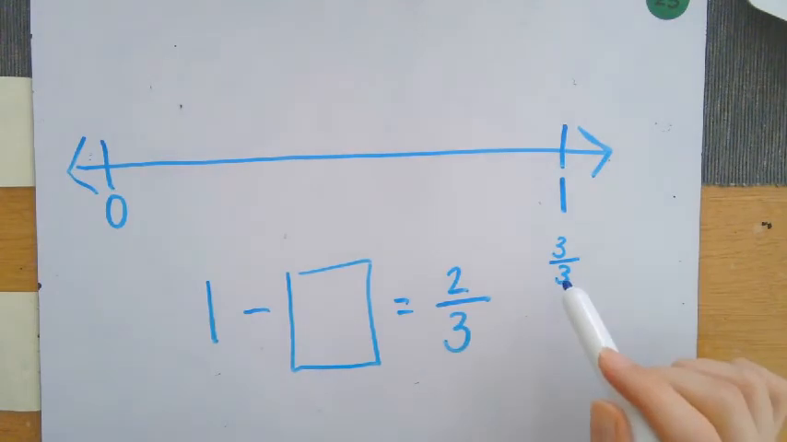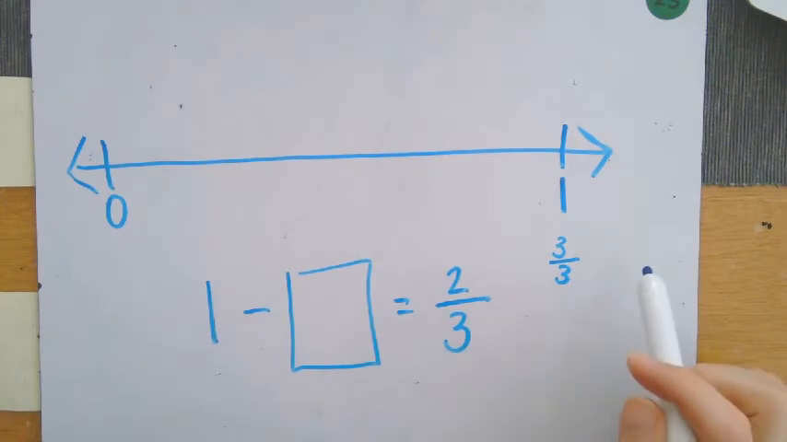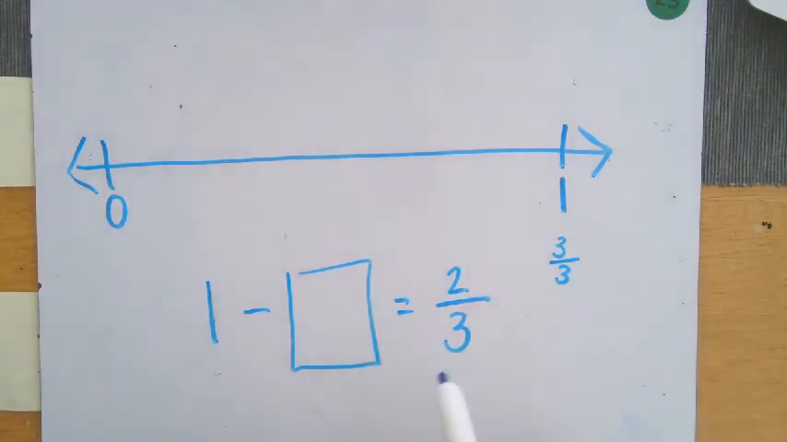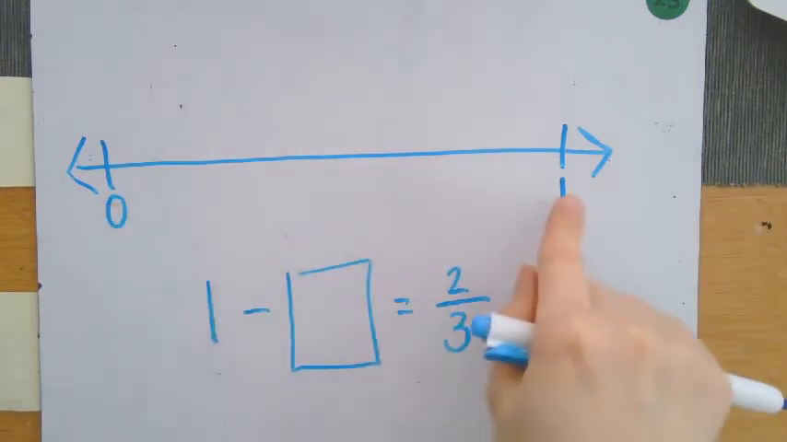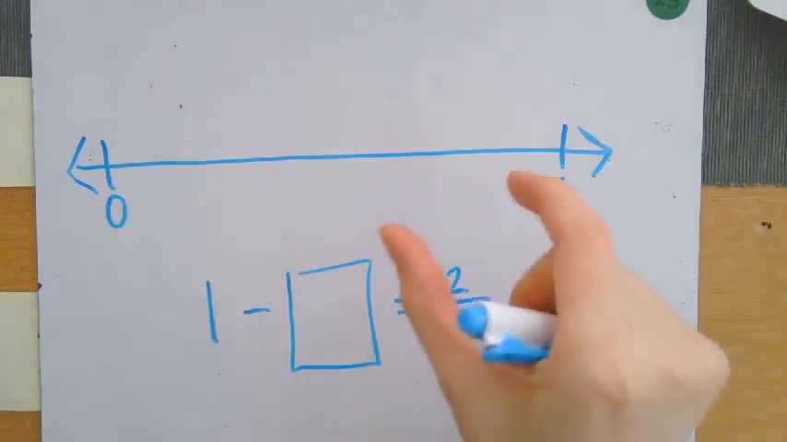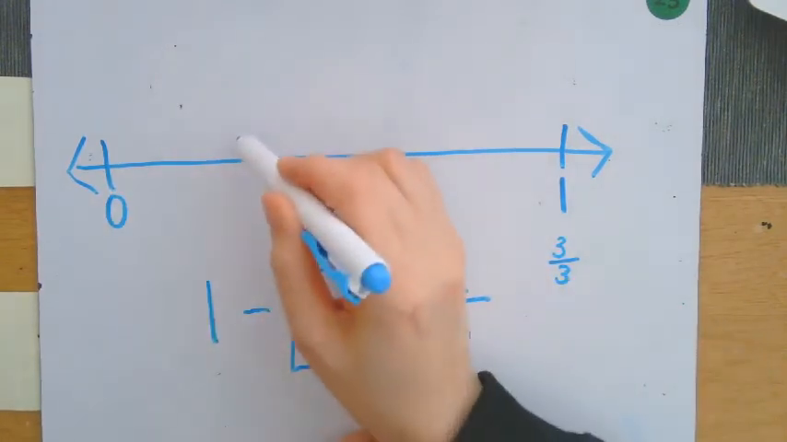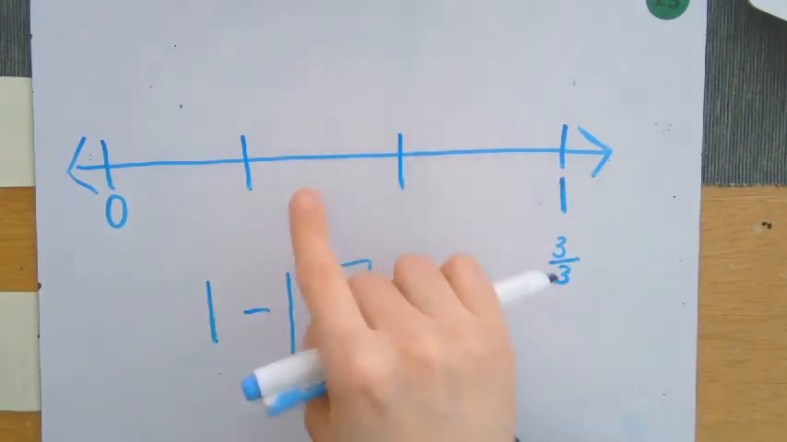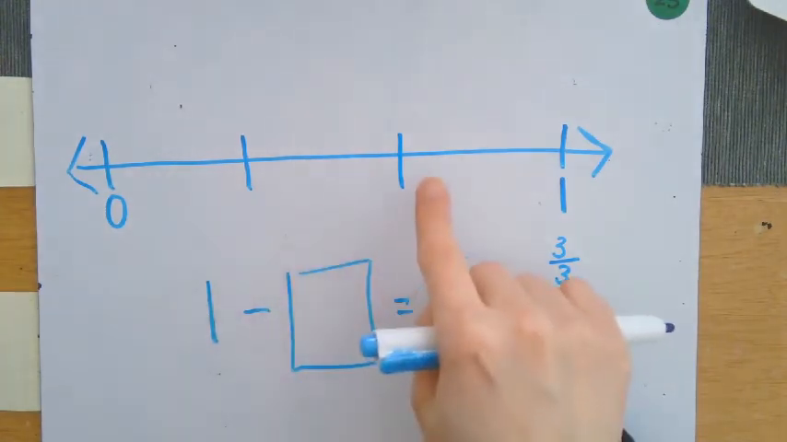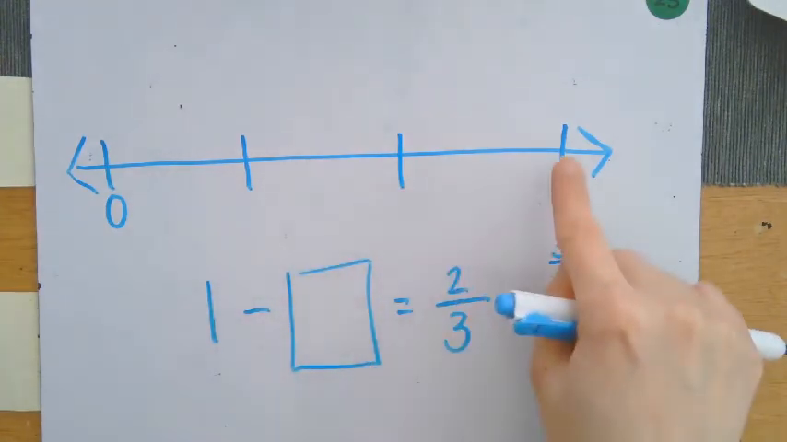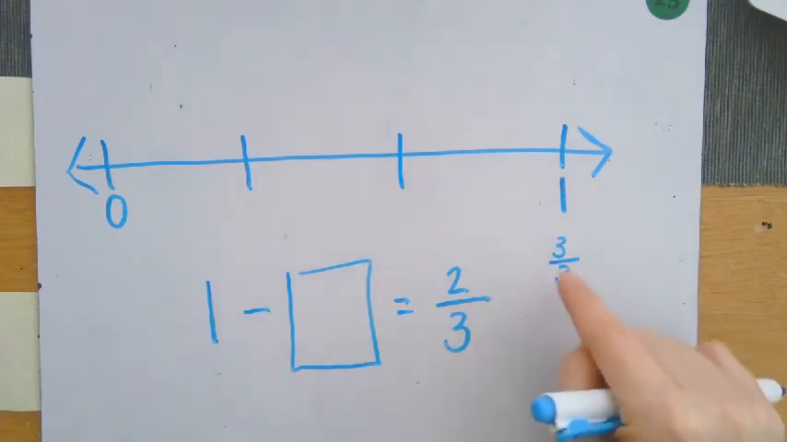Partitions are always 1 less than our denominator. So 3 minus 1 is 2. So how many lines am I going to make on my number line? 2. All right. So between 0 and 1, I'm going to make 2 evenly spaced lines. 1, 2. Again, the reason why I'm making 2 partitions is that the third, which is already there, would equal 1 whole, which is also equivalent to 3/3.